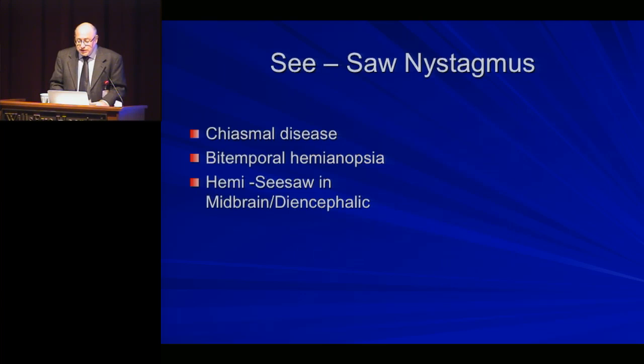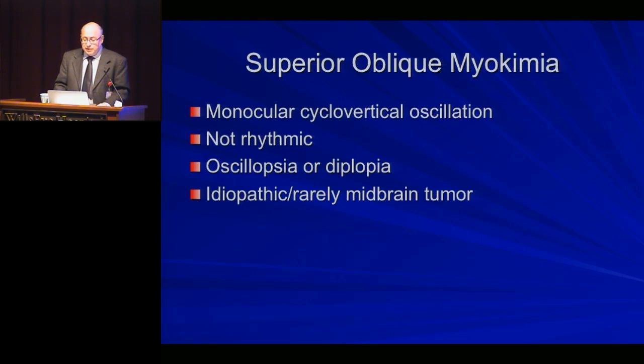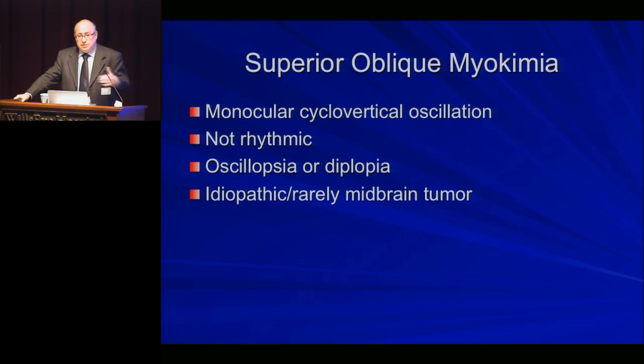So it's chiasmal, usually with a bitemporal hemianopsia, but if it's in the midbrain, it could be a rapid one called hemiseesaw nystagmus. Okay. We will see one final eye movement, and that's superior oblique myokymia. So this is a monocular cyclovertical oscillation. It's not rhythmic. You can't beat to it like you can the nystagmus. And you make this diagnosis by history. They come in and they have a unilateral oscillopsia or they have diplopia that lasts for short periods of time and occurs many, many times.